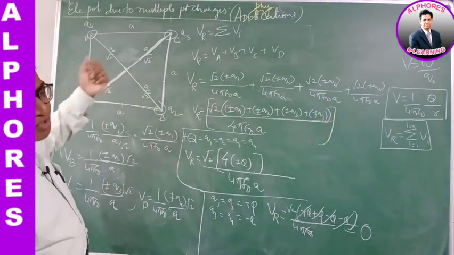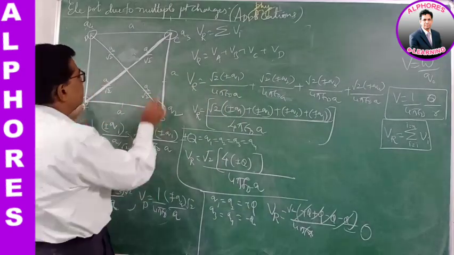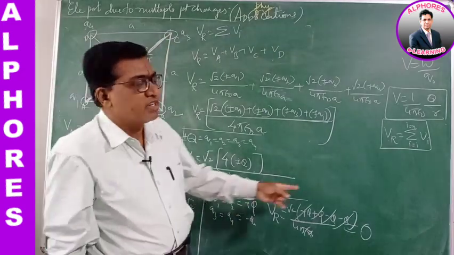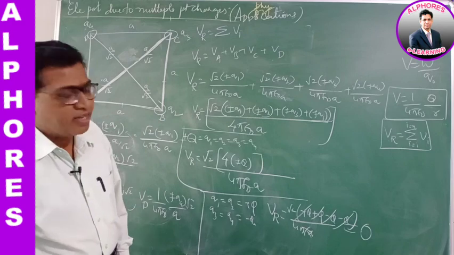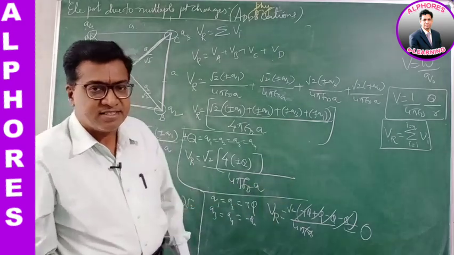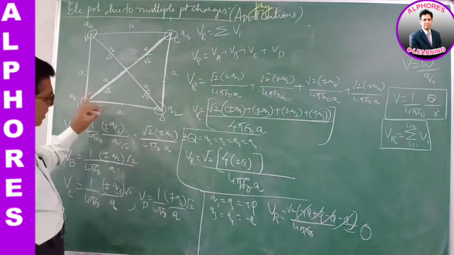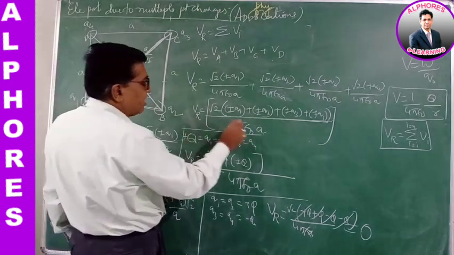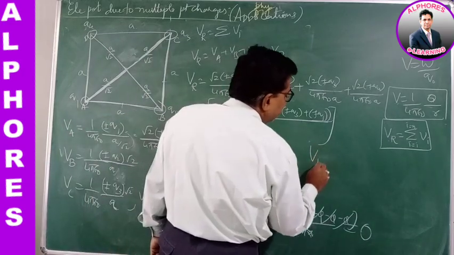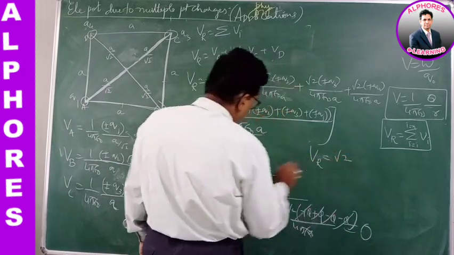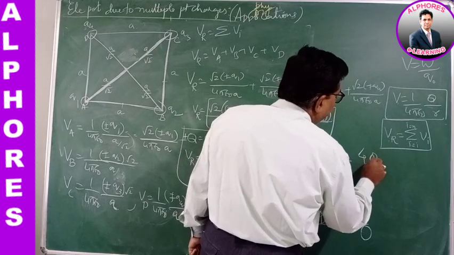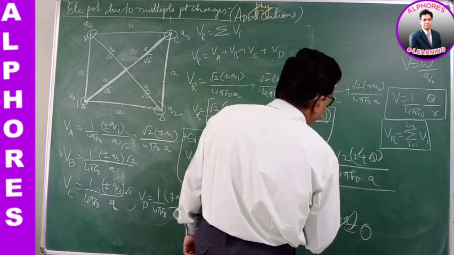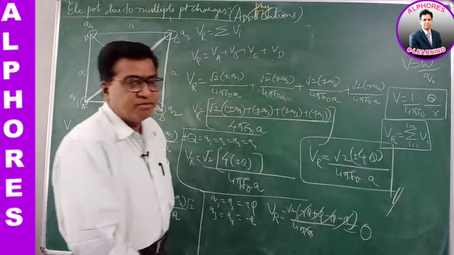If two are positive and two are negative, any two, these two positive, these two negative, or alternate positive, alternate negative, then the total potential will be zero. Correct? So this way, if alternate charges are positive, or any two are positive and any two are negative, the net potential at the center will be zero. But if all are like charges, then the resultant potential is root 2 of 4q, plus or minus, by 4 pi epsilon naught A. Very beautiful problem. You have to remember this.